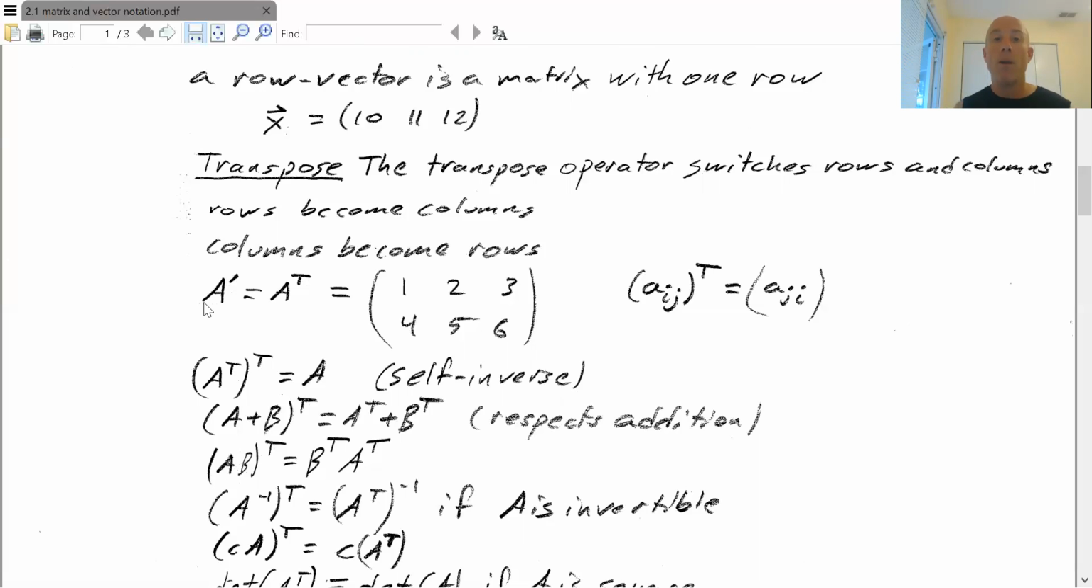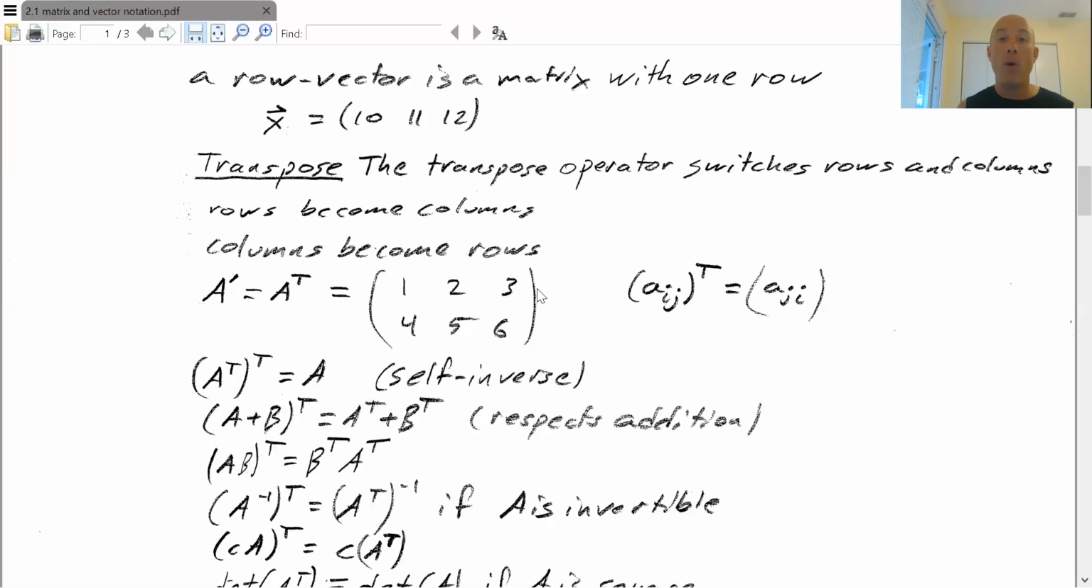All right, so remember that when we looked at A previously, we had 1, 2, 3, 4, 5, 6. So the first column was 1, 2, 3. Well, when I take the transpose, the first row is 1, 2, 3. When I had regular A, the second column was 4, 5, 6.